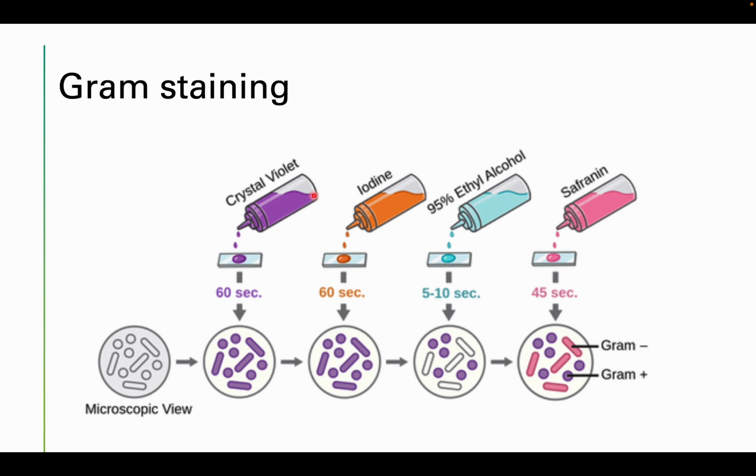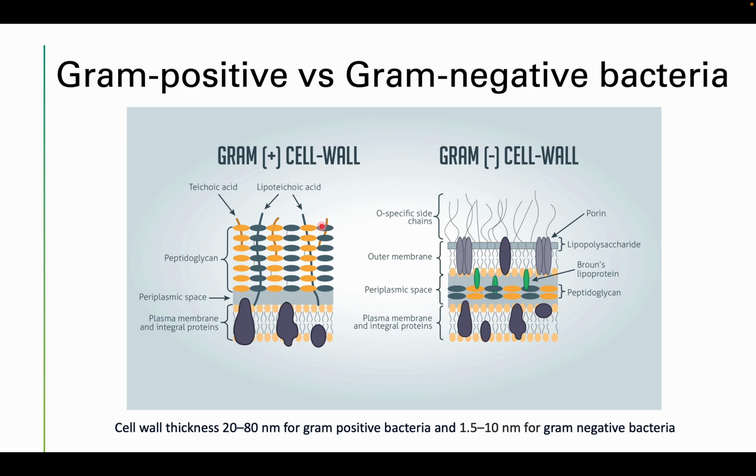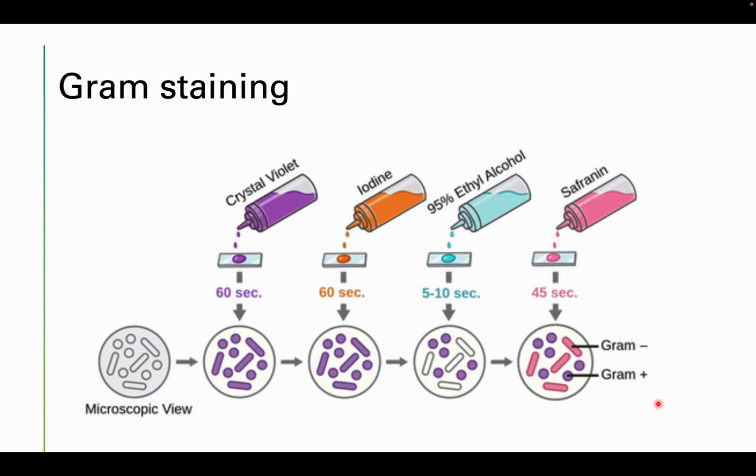So as I have already told you, the differences between the cell structures, like the thick peptidoglycan in gram-positive and the thin peptidoglycan cell wall in gram-negative, which is 20 to 80 nanometers for gram-positive and very small for gram-negative. So the gram staining protocol uses these features to check which kind of bacteria is present.